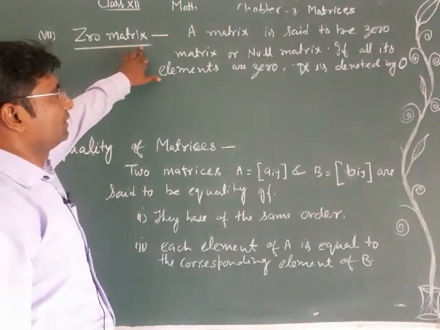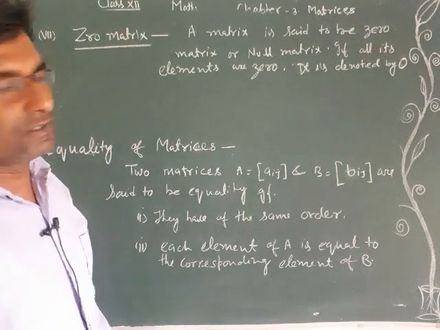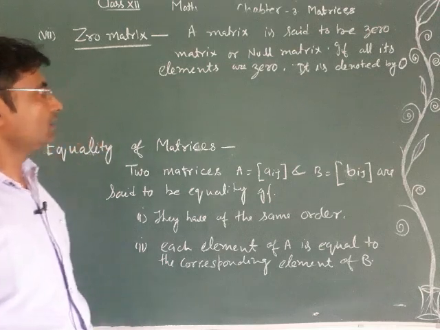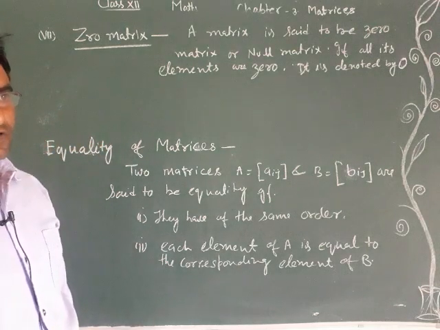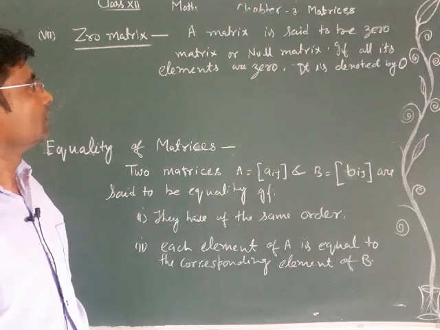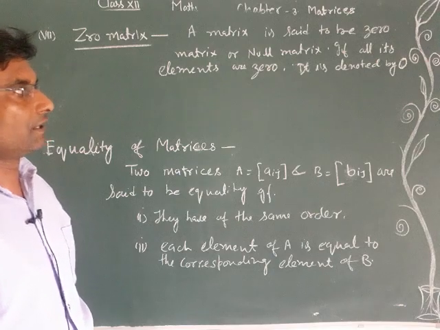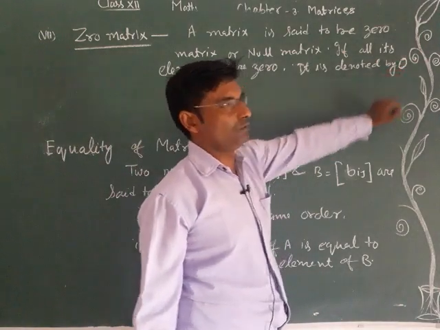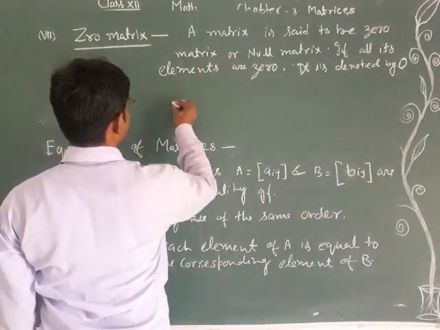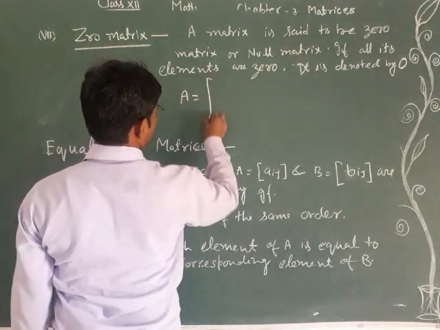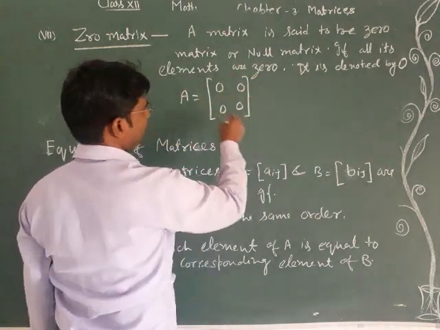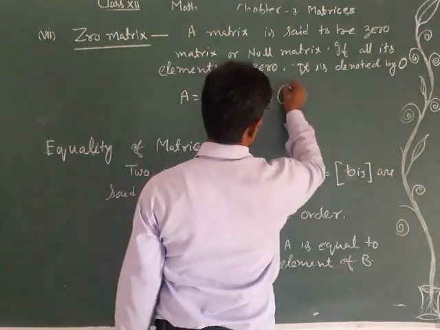Seventh, zero matrix. A matrix is said to be a zero or null matrix if all its elements are zero. All entries are zero, so it is called a zero matrix. It is denoted by 0 or O. For example, a matrix with elements 0 0 0 0 is called a zero matrix, represented by O.